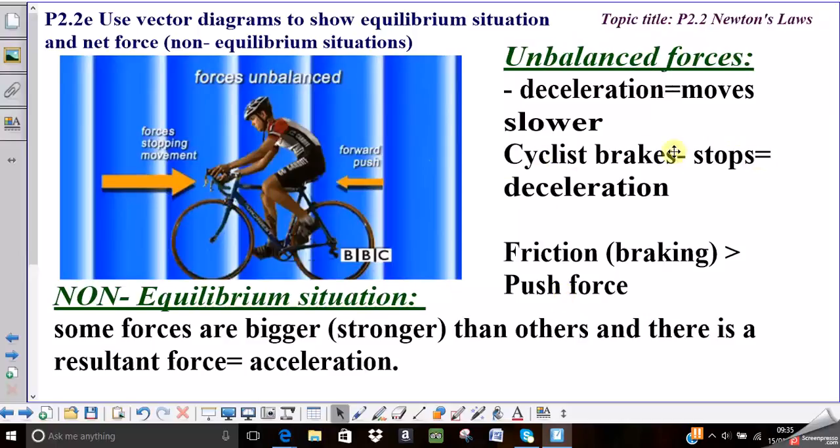and eventually he will stop because of the deceleration. Deceleration means that the cyclist will move slower and slower up to the point it will reach rest. It will have no velocity left. Non-equilibrium situation, again, some forces are bigger, stronger than others, and there is a resultant force which creates acceleration. So we have balanced forces with no acceleration, and we have unbalanced forces with acceleration.